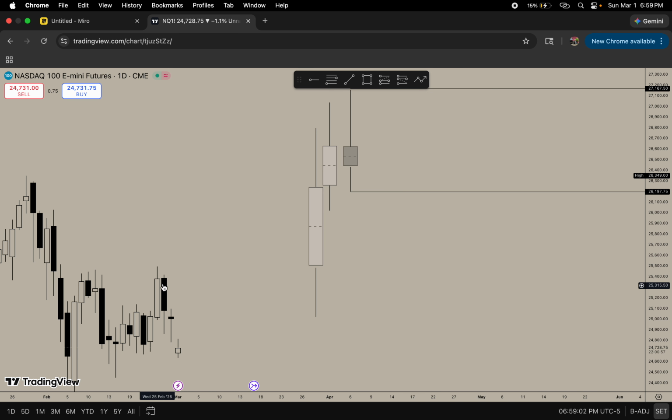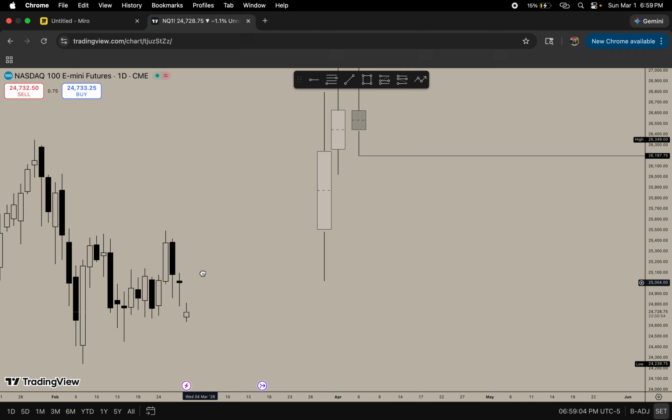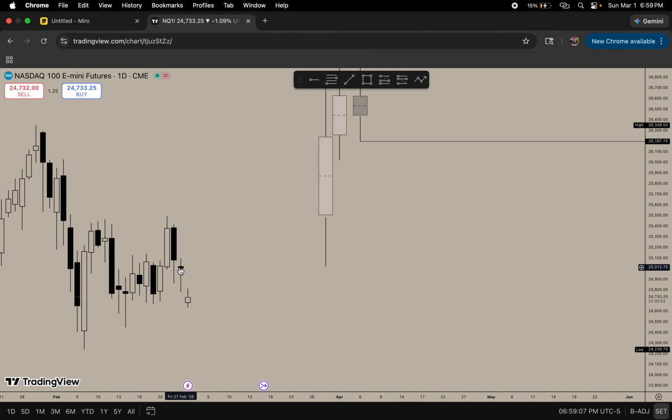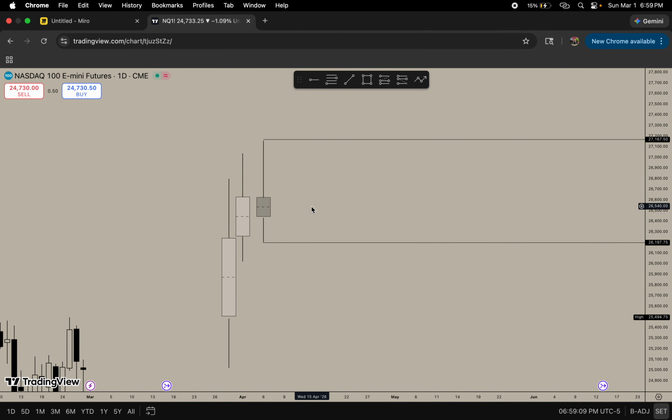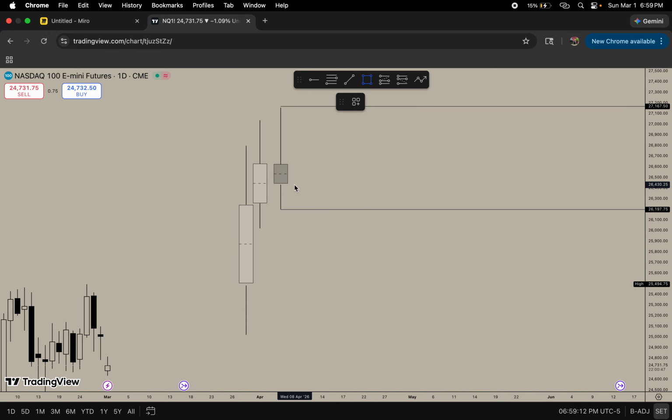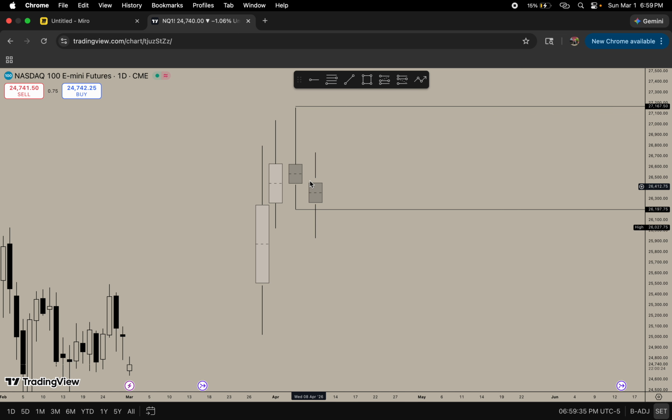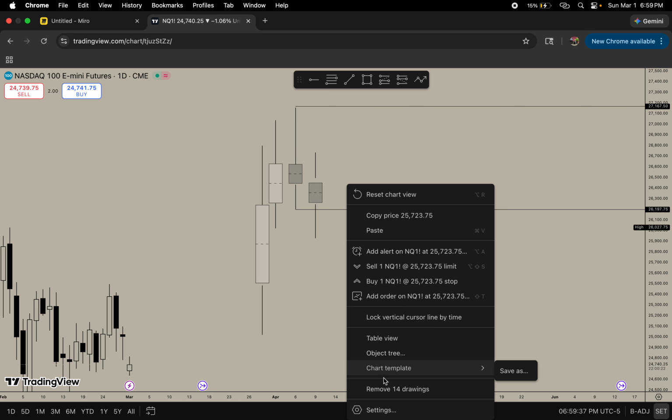One, two, failed, closed lower, closed lower, took out the new low. This would be the exact same thing. We get a candle closure again. Boom. That would be our next day.